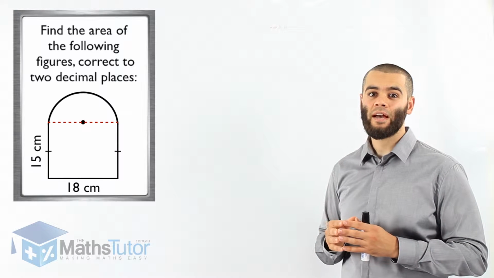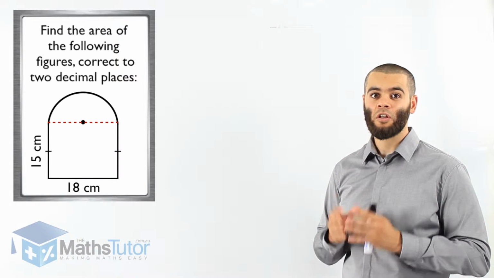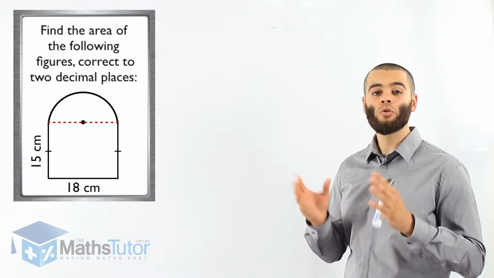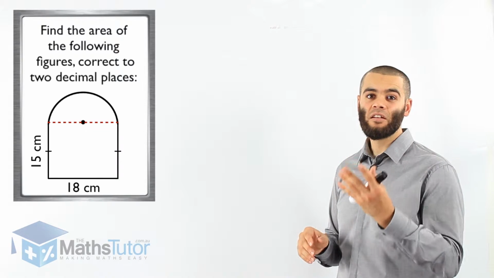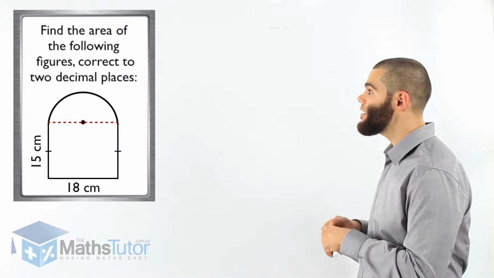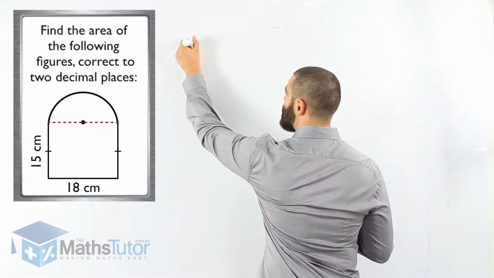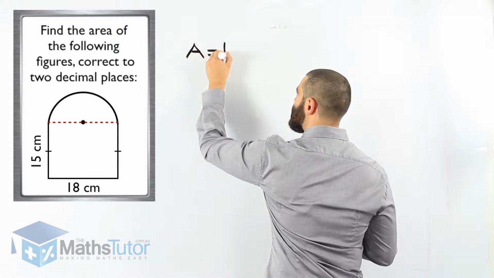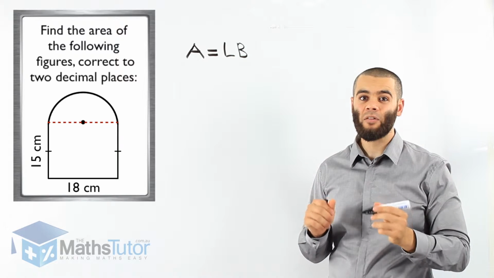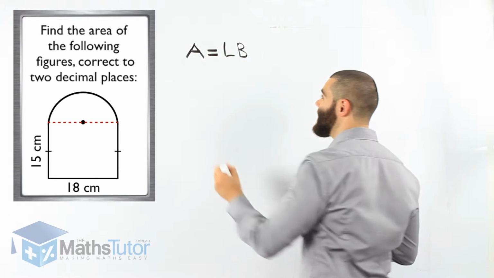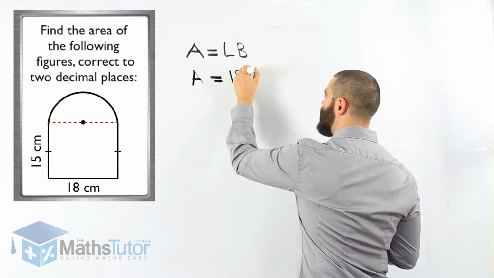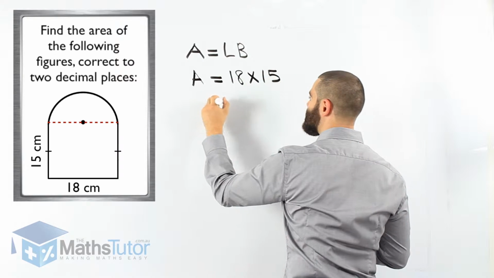Let's start by working out the area of the rectangle. It's always good to split up the figure into 2 shapes, sometimes even more than 2, but in this case 2 shapes, the rectangle and the semicircle. We work them out separately and at the end add them together. The area of the rectangle, we know that A equals LB. The formula is L times B, length times breadth. In this case, the length is 18, it's the long side, and the breadth is 15.